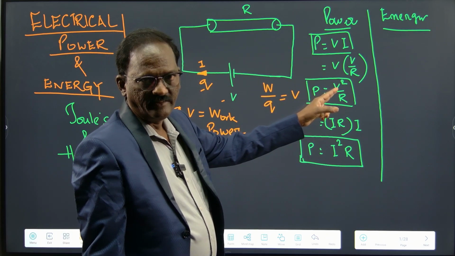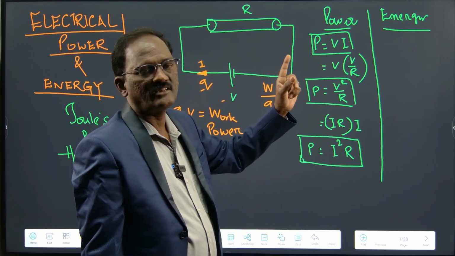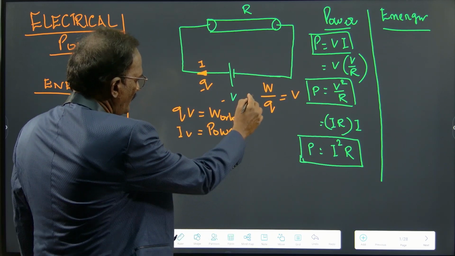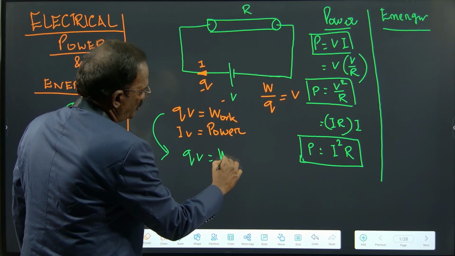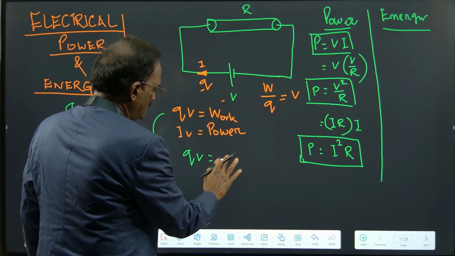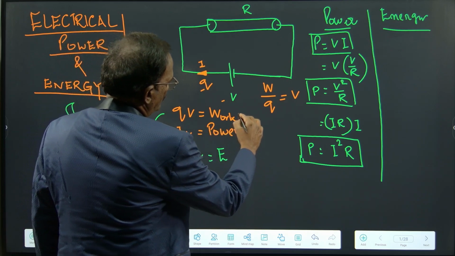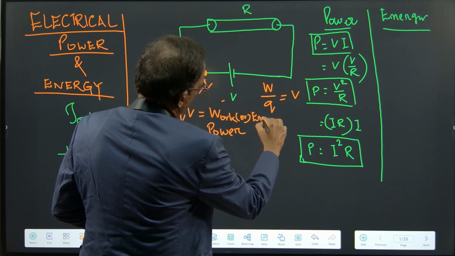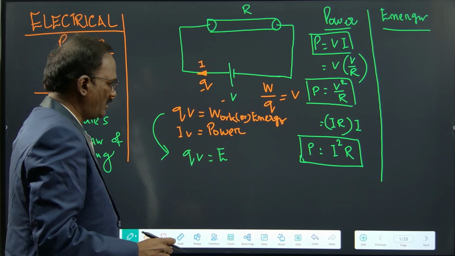So if V is varying, use V square by R. If I is varying, use I square R. If both are varying, P is equal to V into I. So this QV is equal to W or energy. To mean energy, let me write E here. Work done or energy spent, W or E.